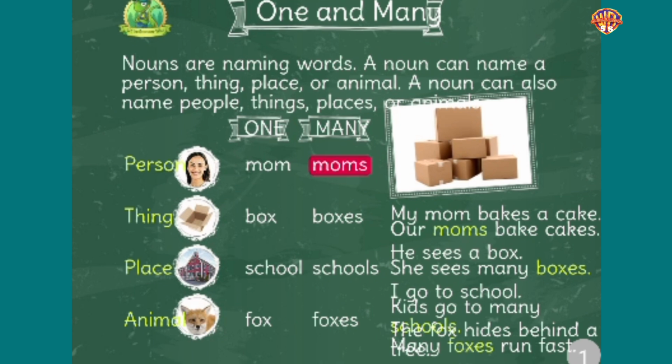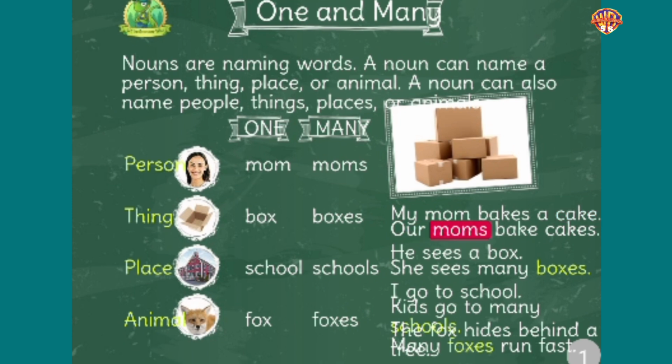Many, moms. Thing. One, box. Many boxes. Place. One, school. Many schools. Animal. One fox. Many foxes. My mom bakes a cake.